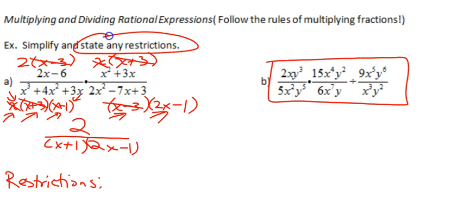From this first x can't be 0. From this second one, x can't be negative 3. From the next one, x can't be negative 1. From the next one, x can't be 3. And from the last parentheses, x can't be 1/2. All right? Did everyone see that? Guys, I'm telling you, you got to find your restrictions before you simplify. If you just go off of this, you're going to get that wrong.